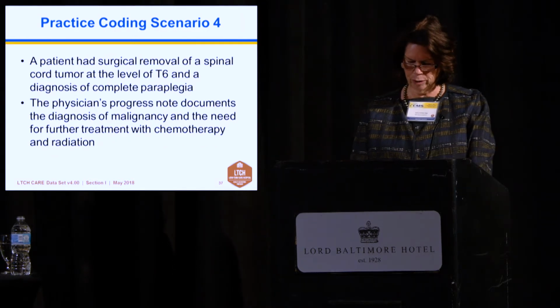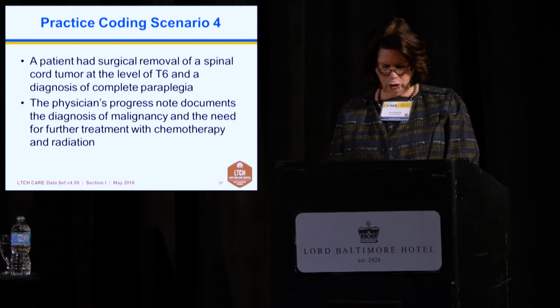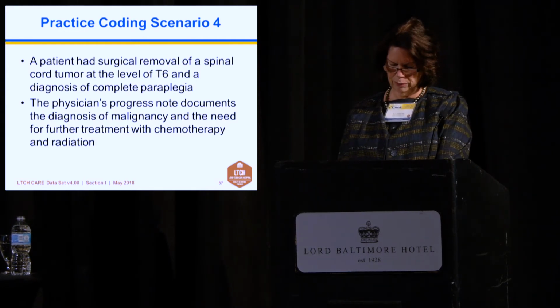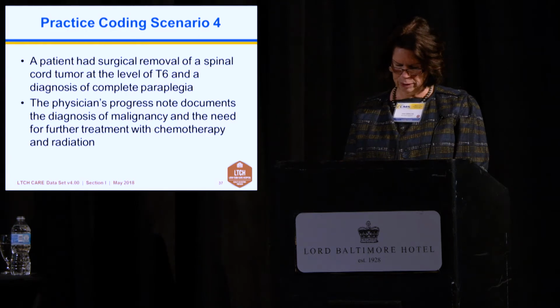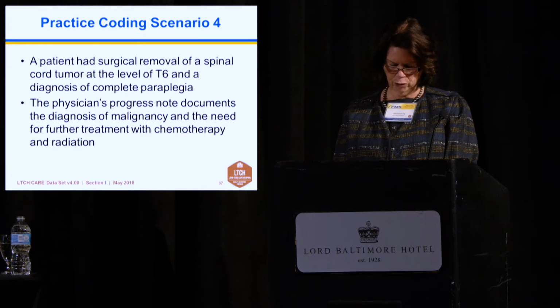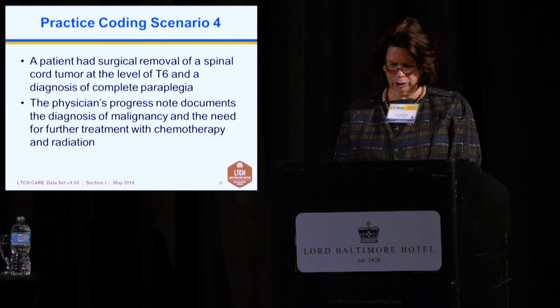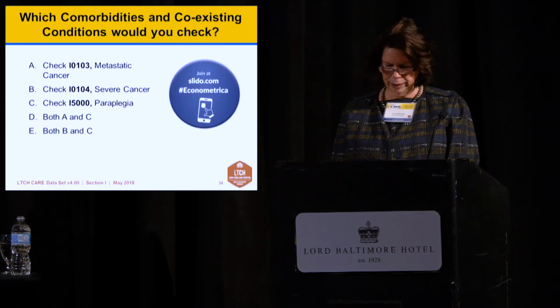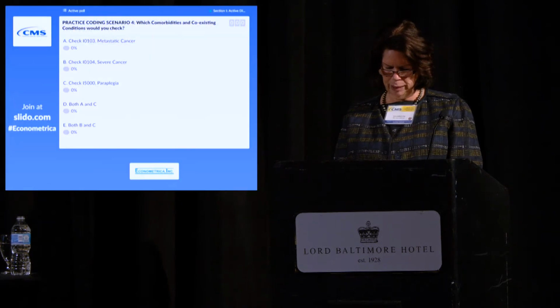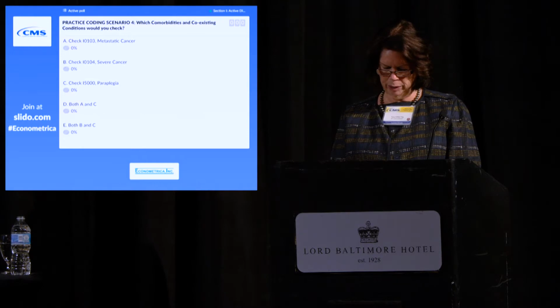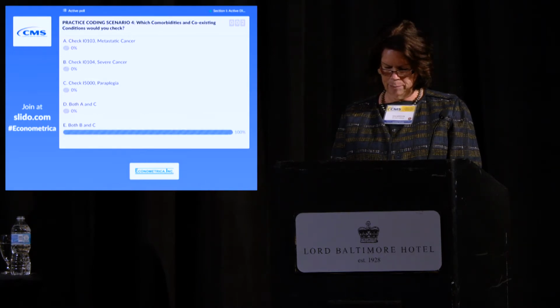In the next scenario, we have a patient who had a surgical removal of a spinal cord tumor at the level of T6 and a diagnosis of complete paraplegia. The physician's progress note documents the diagnosis of malignancy and the need for further treatment with chemotherapy and radiation. Which comorbidities and coexisting conditions would you check? A, metastatic cancer, B, severe cancer, C, paraplegia, D, both metastatic and paraplegia, or E, both severe cancer and paraplegia.